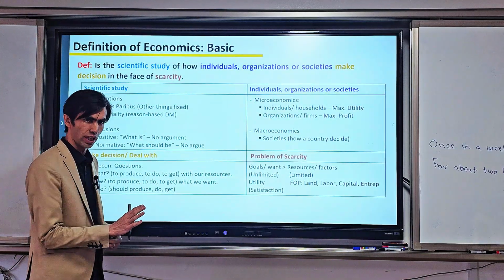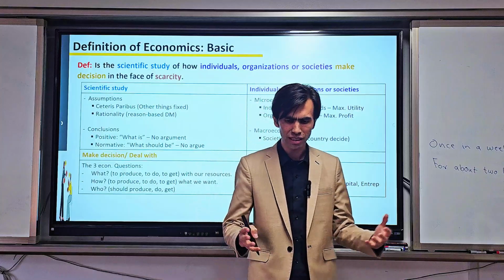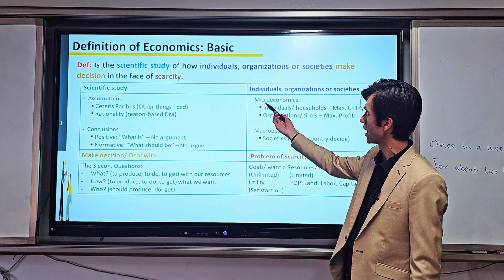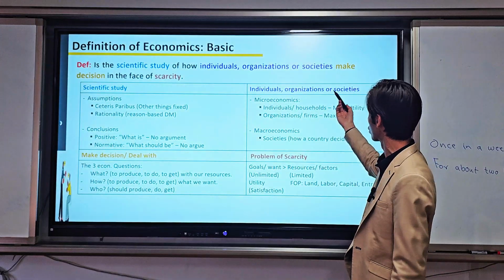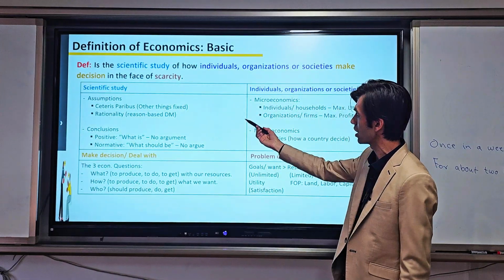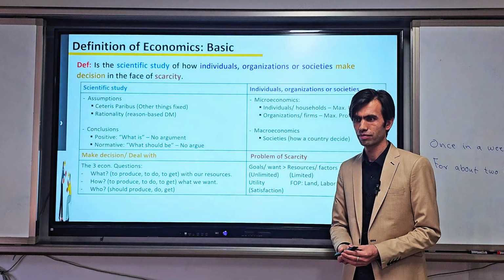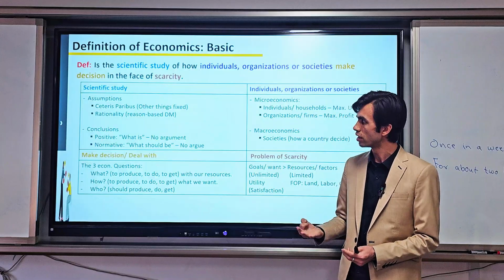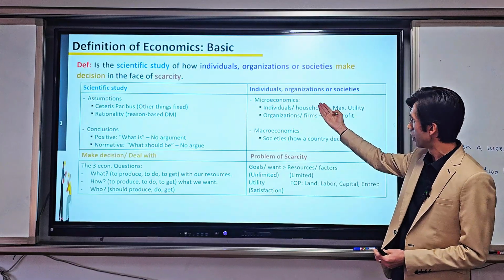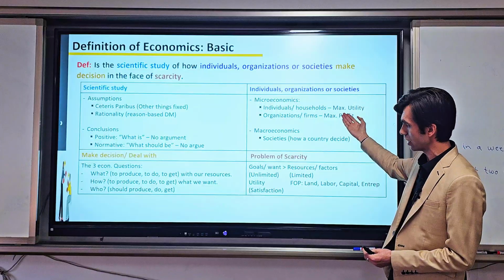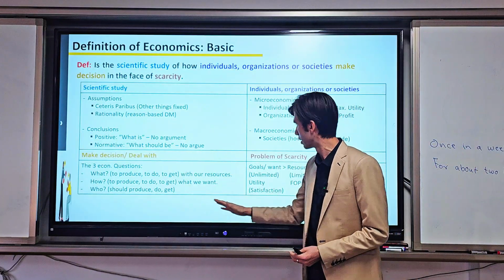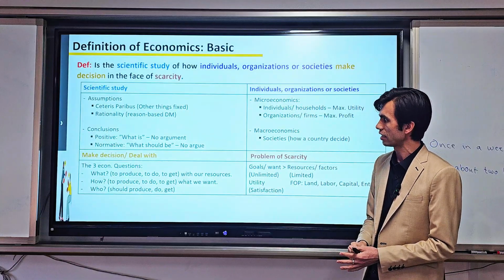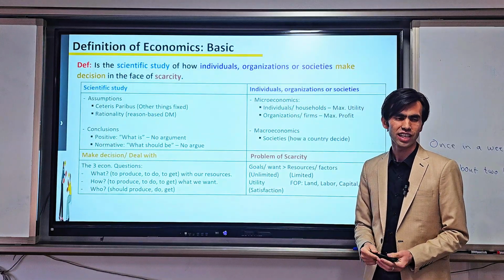So when we come to economics, there are some traditional definitions that we have. Let's say: the scientific study of how individuals, organizations or societies make decisions in the face of scarcity. So we have four key terms in this definition: scientific study, individual organization or societies, making decisions or dealing with, and the problem of scarcity. When it comes to scientific study, what do you think? What is scientific study?